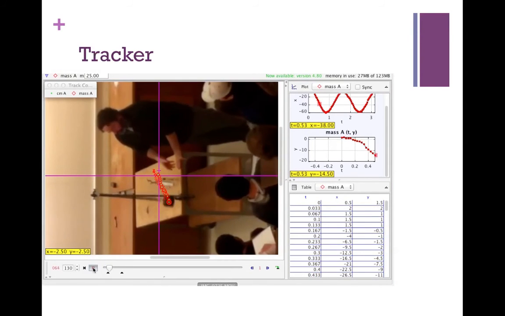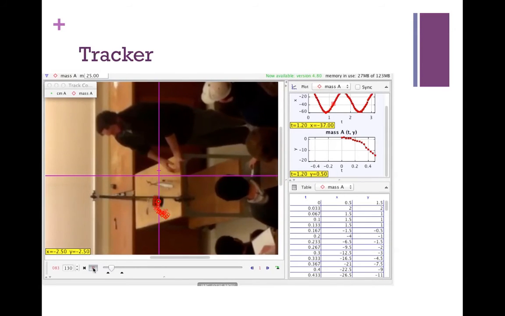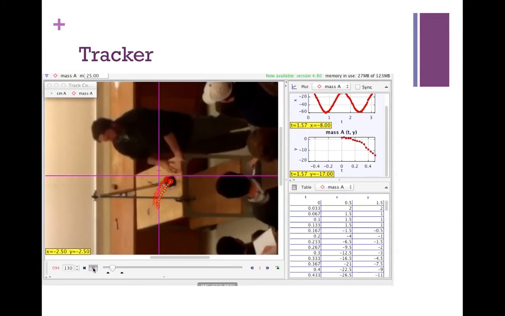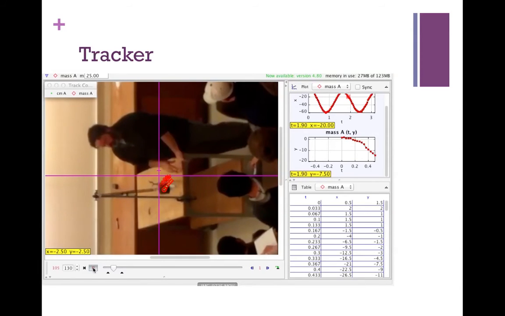You can see the graphs forming, and we'll get to the graphs later, but it has 2 dimensions. It's moving both in the X and Y. It goes up and down, side to side.